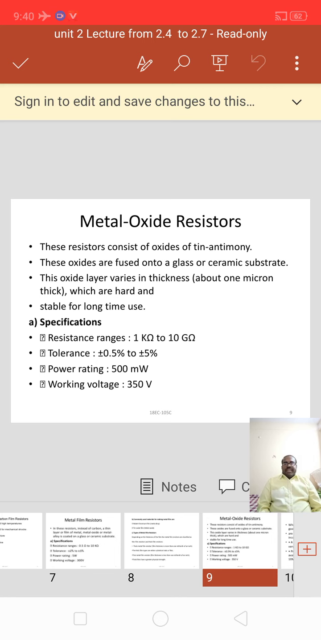Once again I am repeating, please try to listen. Resistance ranges from 1 kilo ohm to 10 giga ohms. Tolerance is plus or minus 0.5% to plus or minus 5%. Power rating is 500 milliwatts. Working voltage is 350 volts.